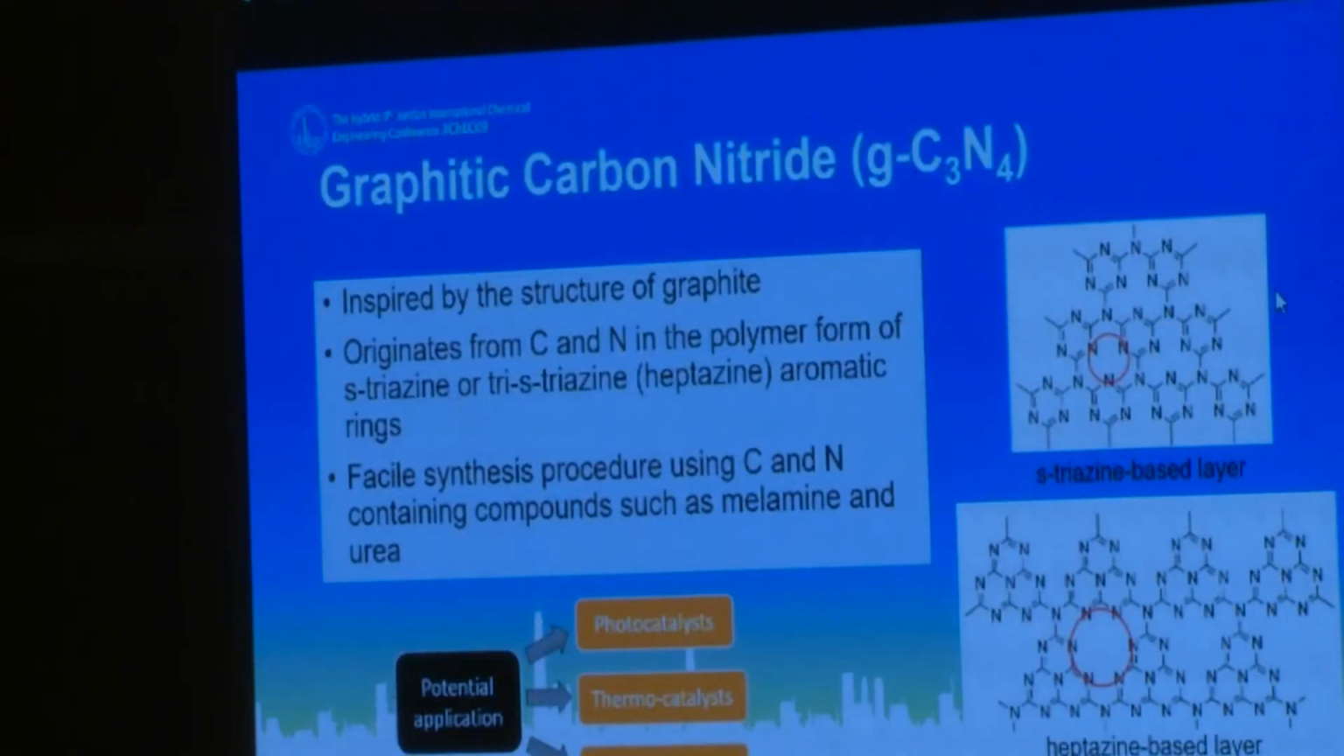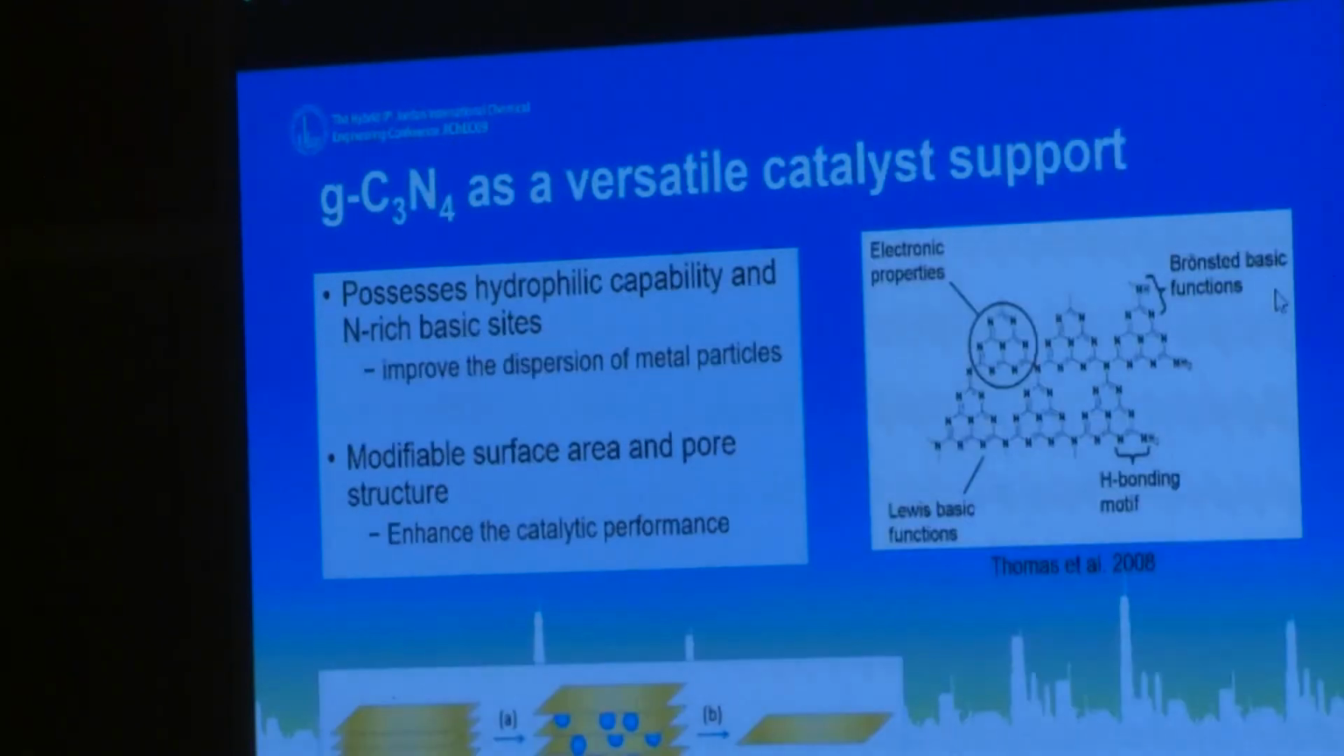Firstly, we will go through a brief introduction about graphitic carbon nitride. The structure is inspired by graphite, which has a layered structure, with each layer consisting of carbon and nitrogen in the polymer form of triazine and heptazine aromatic rings. It can also be synthesized by a simple procedure using carbon and nitrogen containing compounds such as melamine and urea.